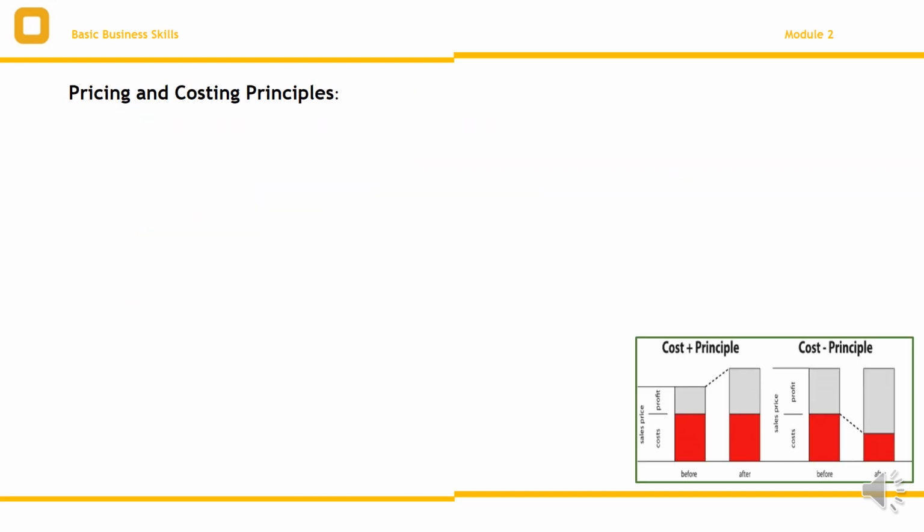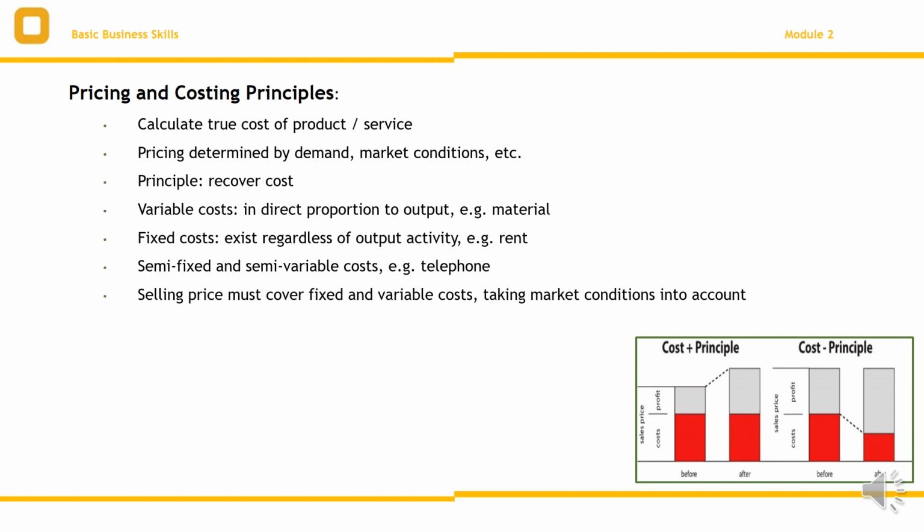As a small business owner, you need to make sure that you price and you cost your products appropriately. When it comes to costing and pricing, you must calculate the true cost of manufacturing or producing your product or service. So meaning that you must factor in all the costs that you incurred while you are manufacturing the product or the service.